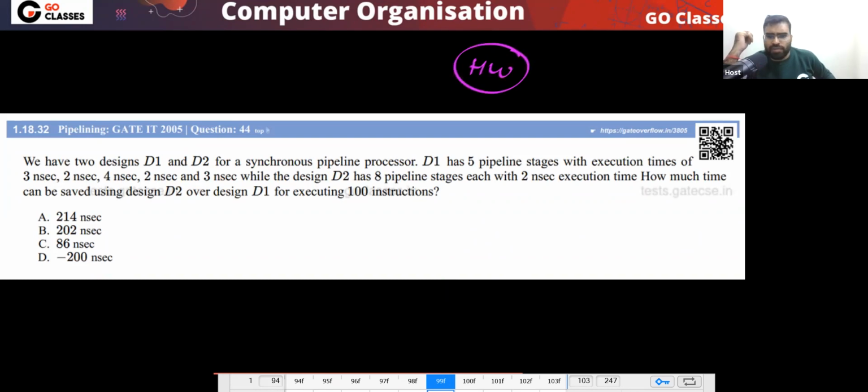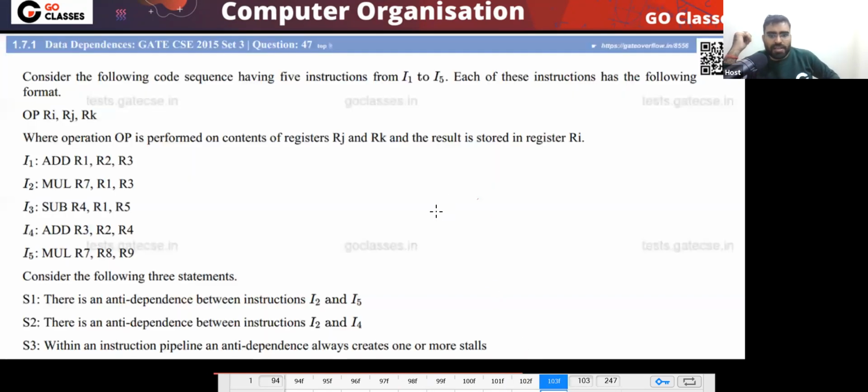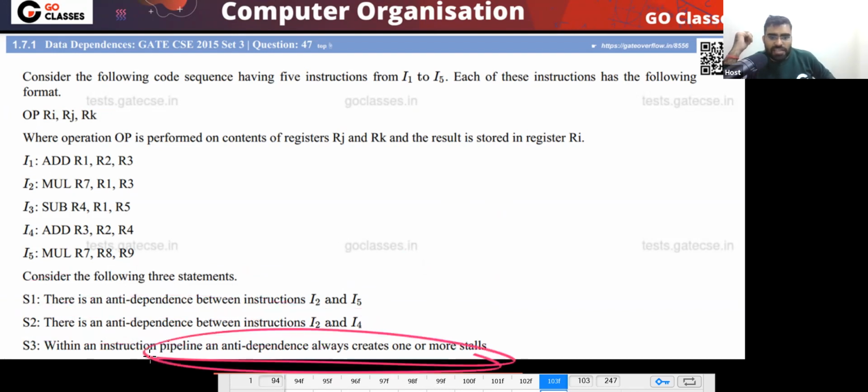We have already done many of them. Just try them, homework. All the concepts you already know. Everything you already know. Yes, this is a beautiful question. The question is asking for anti-dependency, and then will they create a stall? Okay, so tell me, this is a simple question.